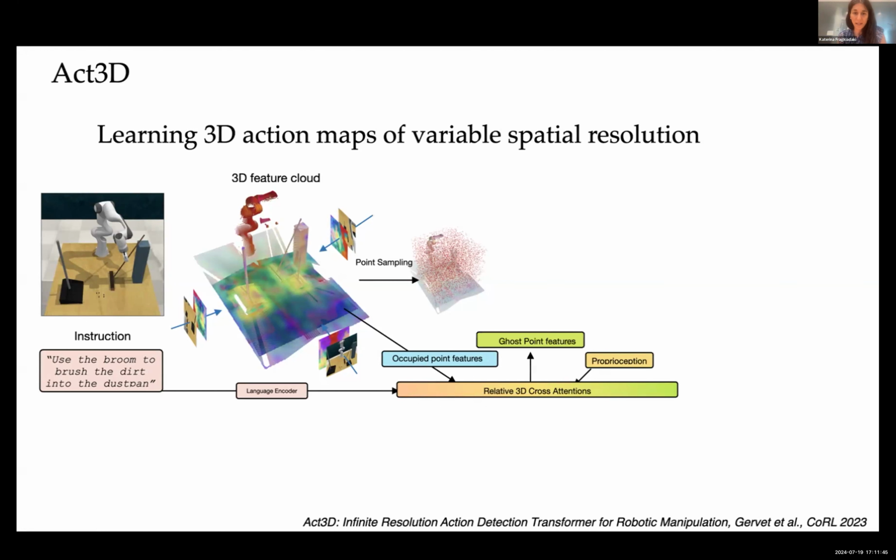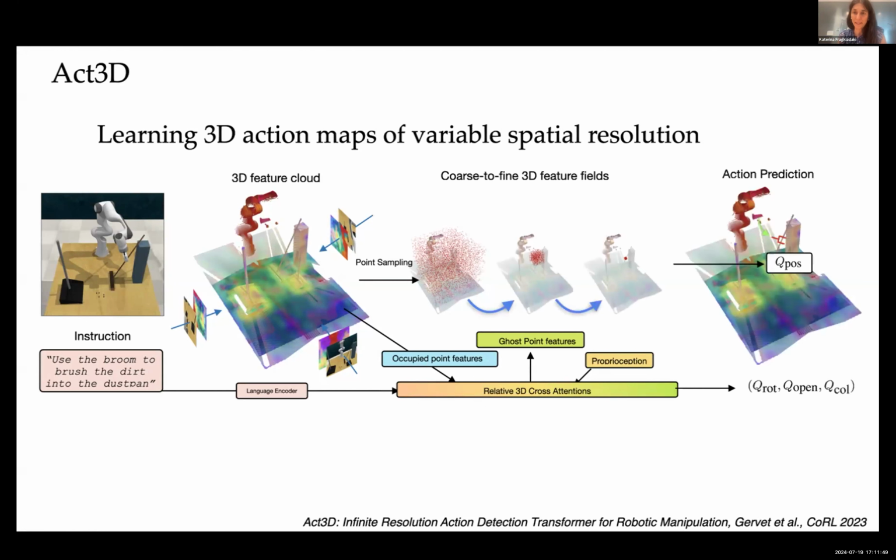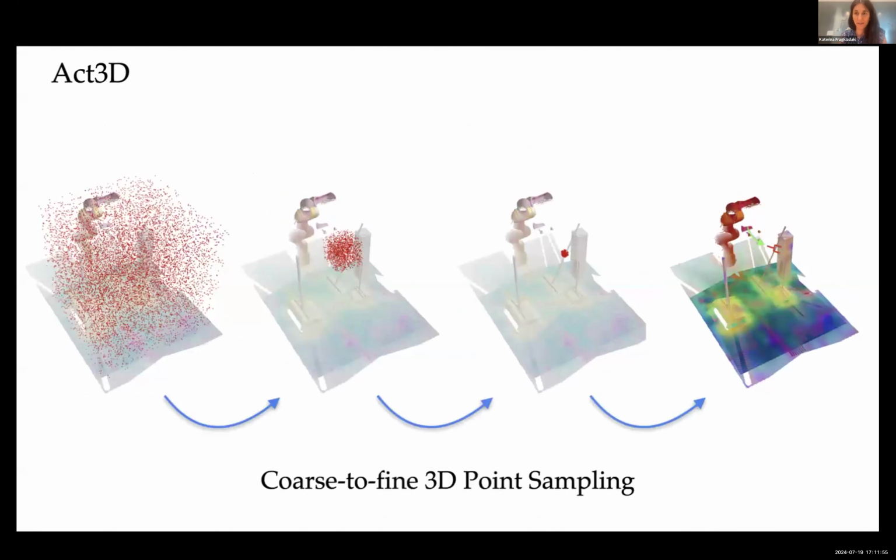So what ACT3D does is it learns an iterative sampling of where the end effector should go. Here I try to show the iterative sampling. Here is a close-up visualization of this. First, we sample a coarse 3D grid, and we call those sample points ghost points. There is nothing on those points. These are just XYZ coordinates that are though featurized. We compute features for those. So this is a continuous scene representation.